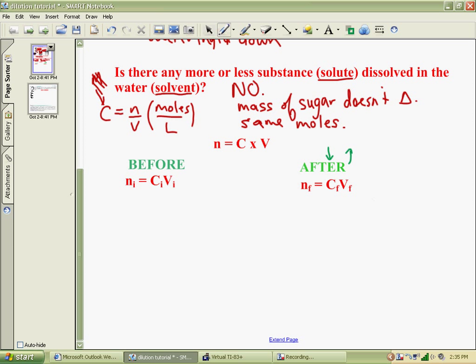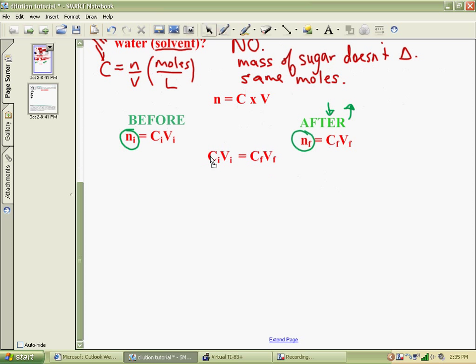But the key to the dilution formula is that you did not change how many moles of sugar are there. And so the crucial part is that your beginning moles, before, are the same as moles final, initial and final, then CI-VI before is the same as CF-VF after. It has to be the same because it's the same amount of sugar there. So that's where the relation comes from.